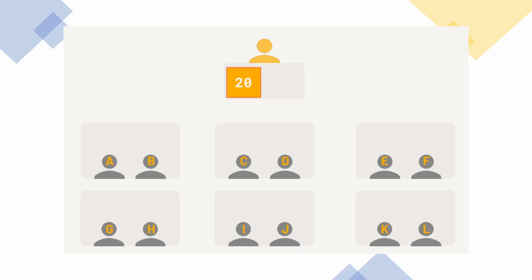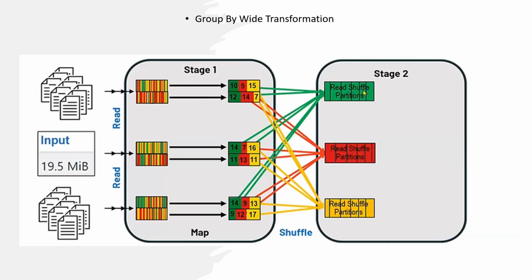But in order to do that, as you can see, we had to shuffle the data between students, right? And this is why it's a wide transformation, because we had to shuffle the data and redistribute the data into new partitions. Another example is the group by transformation.